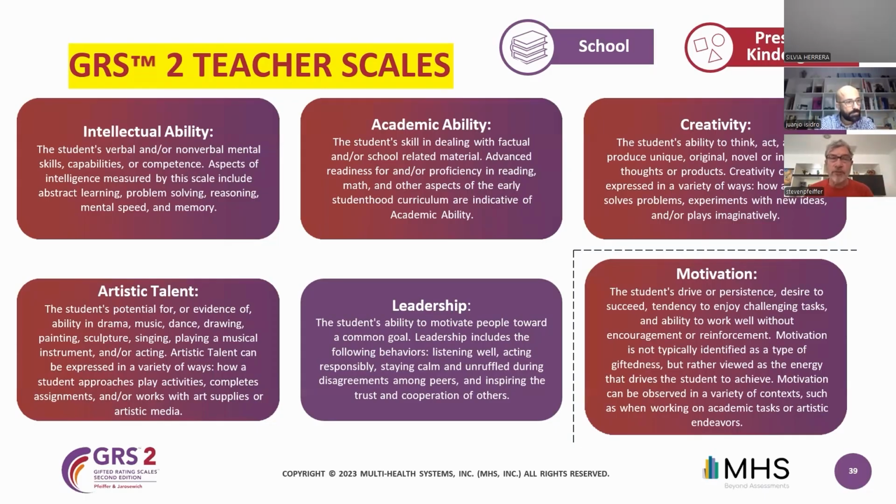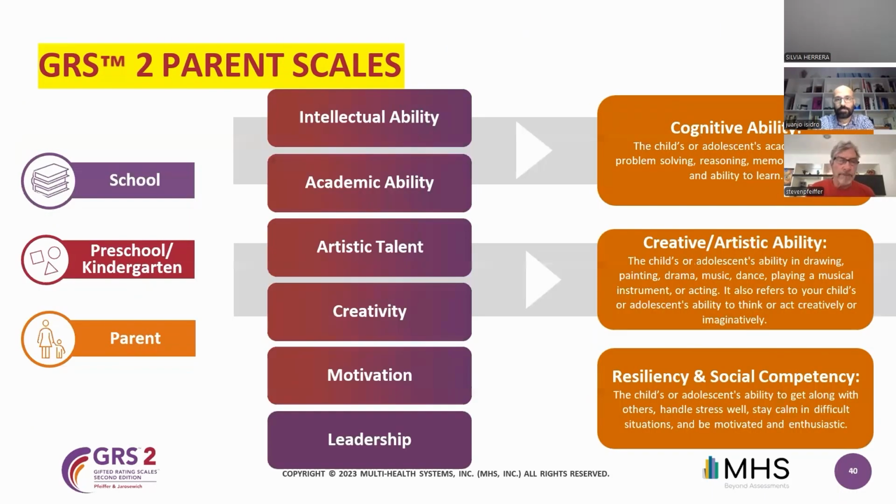There are 6 scales on the teacher form: intellectual ability, academic ability, creativity, artistic talent, leadership, and then finally motivation. So this is the teacher scale. It starts at age 4, it goes up to age 18, and it provides you with a very simple set of numbers on how high a child is in each of these 6 areas. Next slide, please.